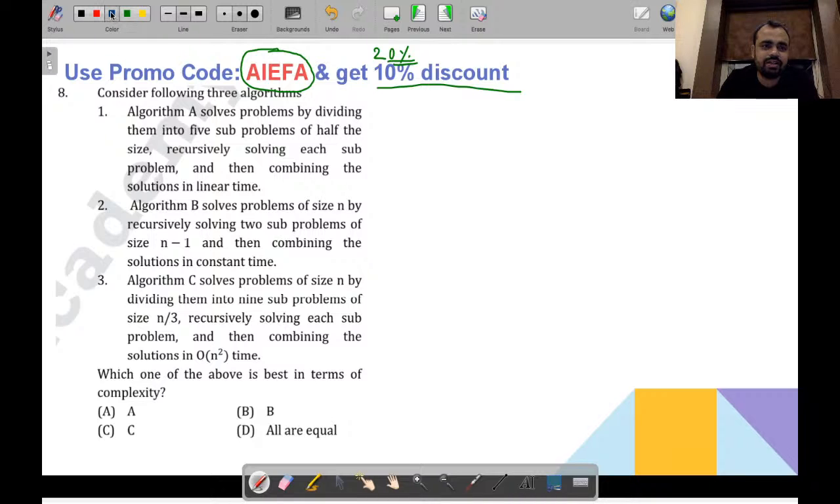Let's see the numericals first of all. Consider the following algorithm.